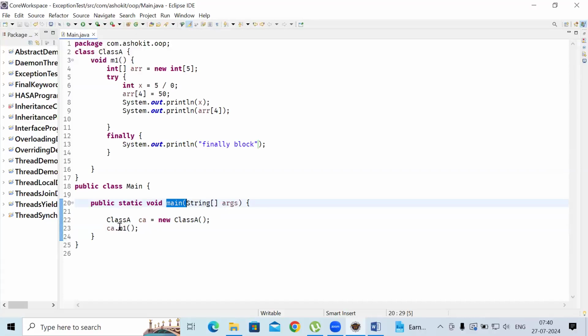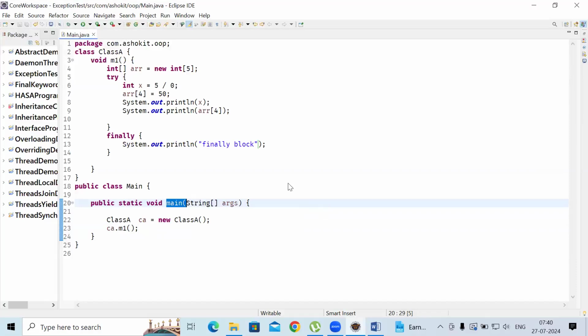See, is the main method handling this exception? Is the main method handling the exceptions here by keeping try catch blocks in the main method? We are not handling the exception in the main method. Then what happens now? Main will propagate this exception to the JVM, JRE or JVM, whatever.